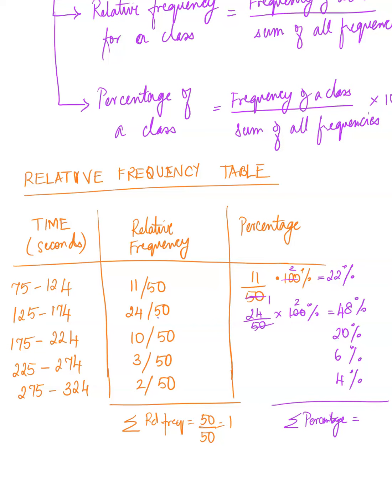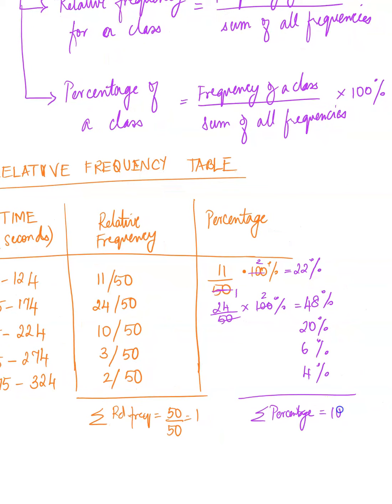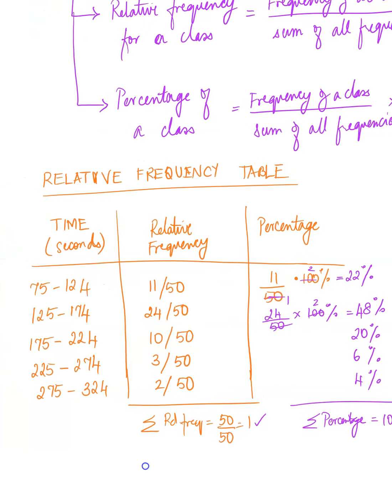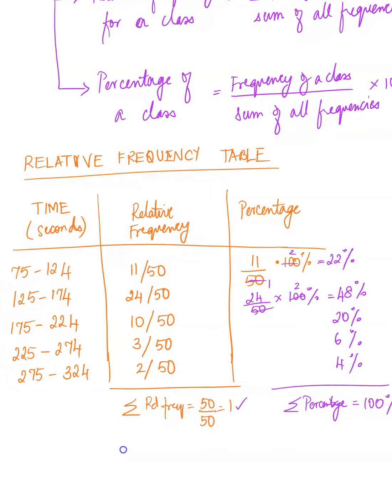Anyway, go ahead now and do the last column by adding them up. So 22 plus 48 plus 20 plus 6 plus 4. What should you get? Because it's percentage, it should all add up to 100%. That means we took care of all of them. And that is how we use the relative frequency. What's interesting here is you can see that nearly 50%, 48%, right?